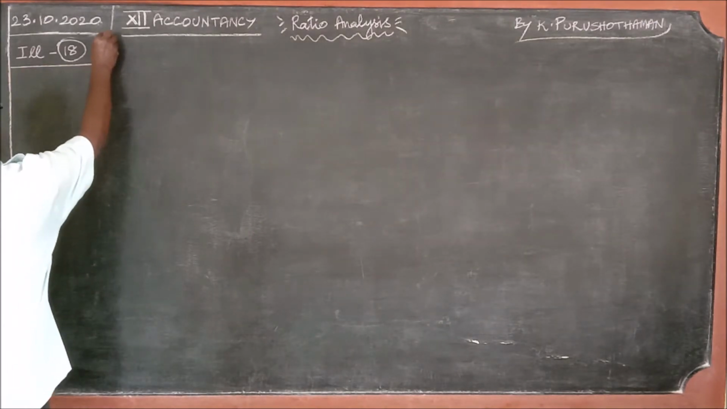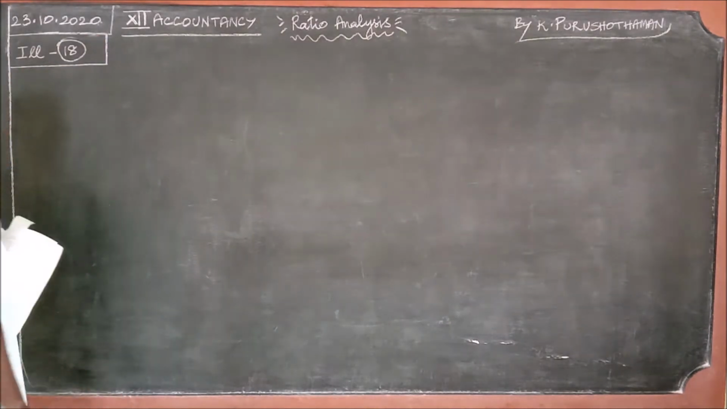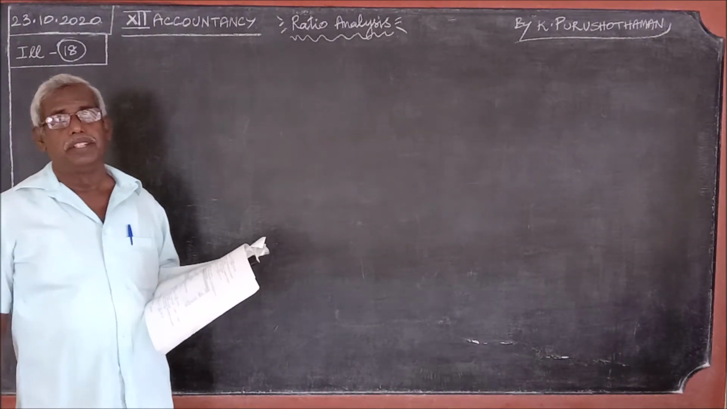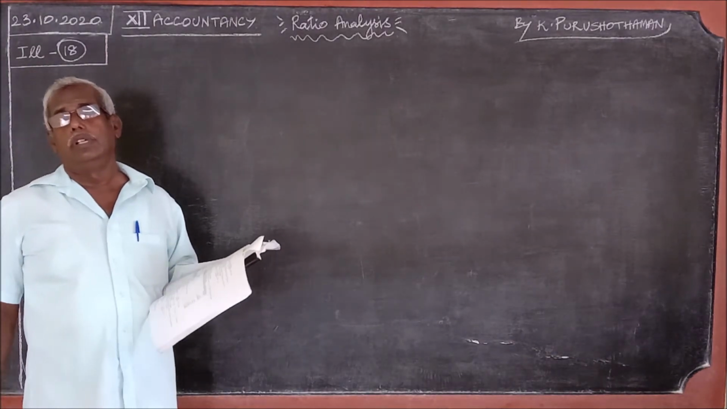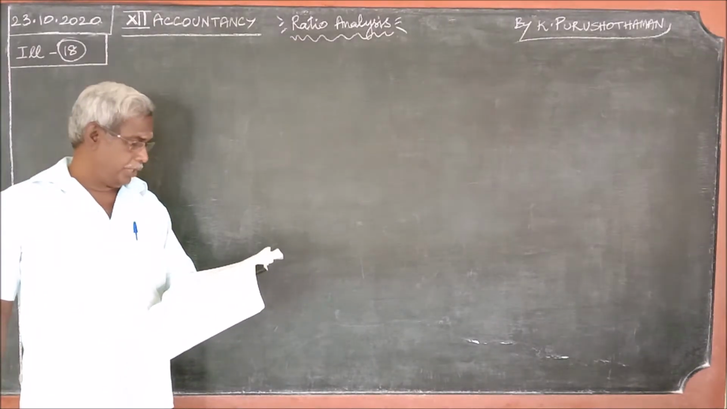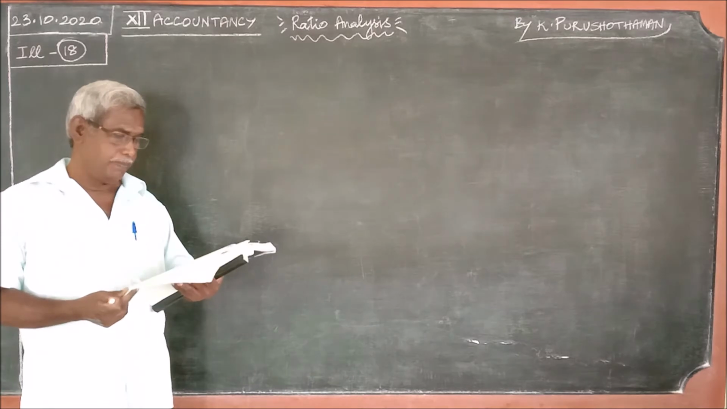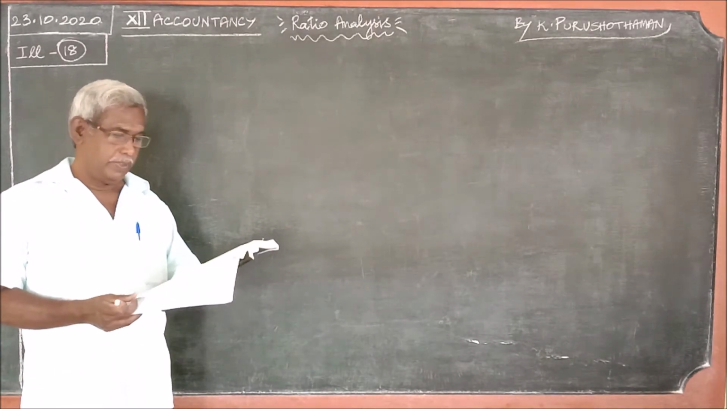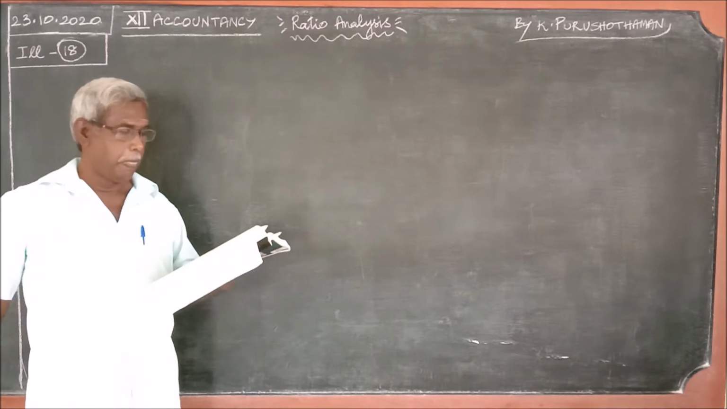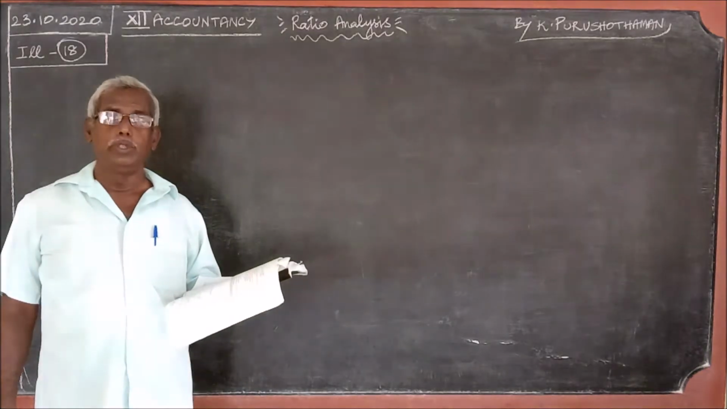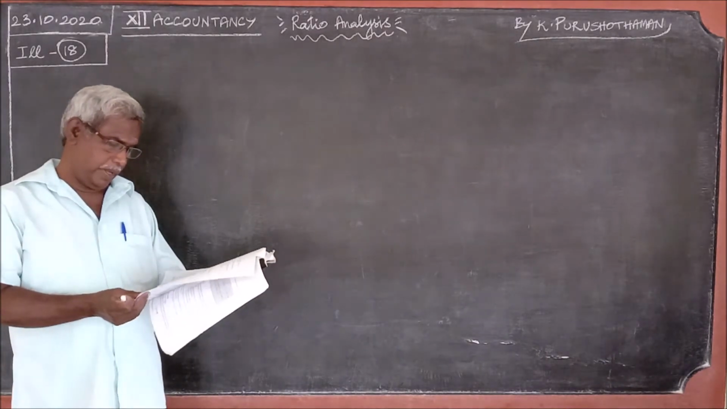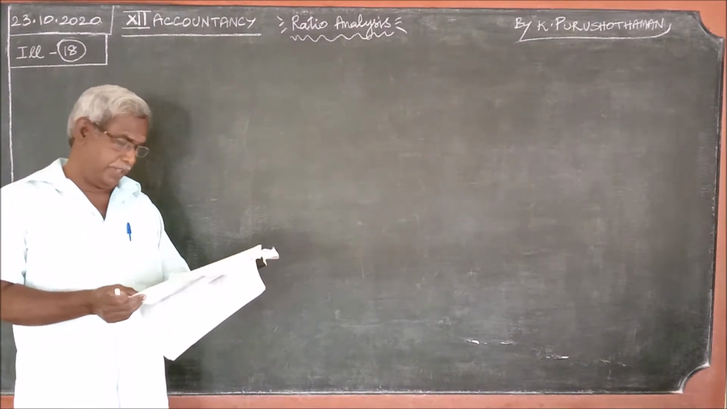We shall continue illustration 18 in this class. We have already calculated gross profit ratio and net profit ratio. That is the first division, and the second division we have done already. Now we are going to see the operating cost ratio and the operating profit ratio.